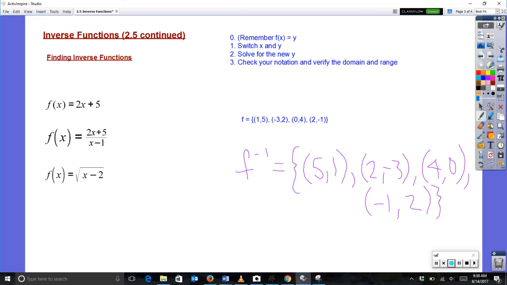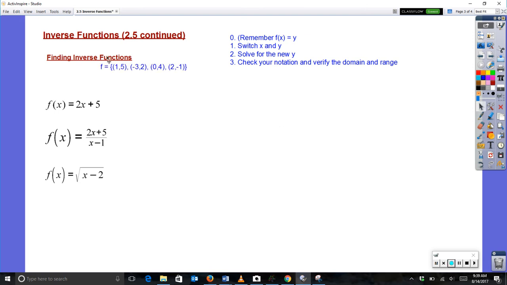And if you plot the original function, those 4 points, and if you plot the inverse points, if you recall, with a function graph, the graphs are a reflection over the y equals x line, and that's going to happen again with the set of coordinates.